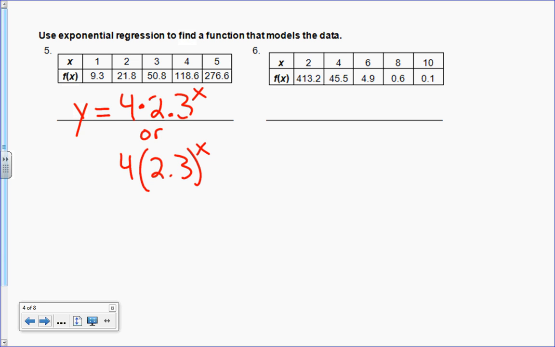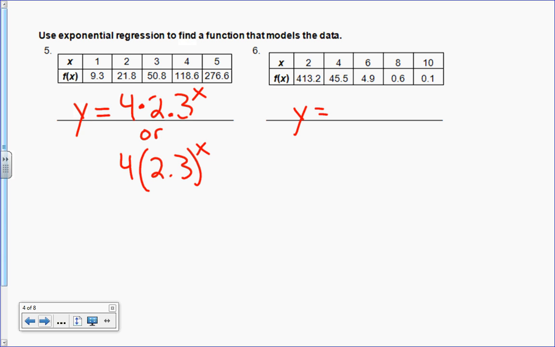All right, do the second one. You do the same thing. You hit stat enter. Put your x and y values in. 2, 4, 6, 8, 10. And then your 413.2, 45.5, 4.9, 0.6, 0.1. Once you've got all that in, you go stat over to calc, and again, go down to exponential regression. Go down to calculate. It should give you a function.